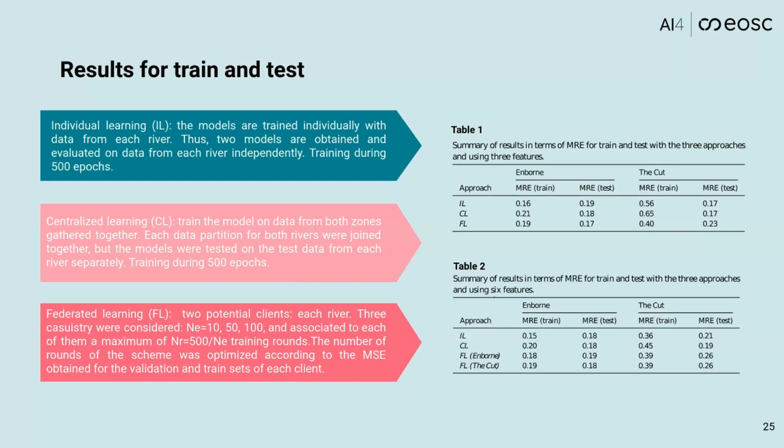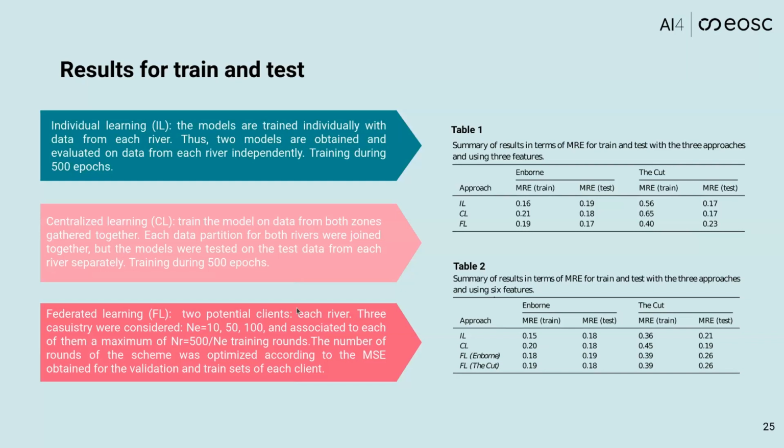In the case of centralized learning, I think that it's also quite intuitive to apply this approach because we have two rivers that are quite different according to their natural state, because one is more rural and the other is an urban one. But it's interesting to try to centralize all the data together and train the model and see how good the generalization ability of such a model is. So we do that. The partitions of both rivers were joined together, and then we test individually in each river. So we train during 500 epochs again.